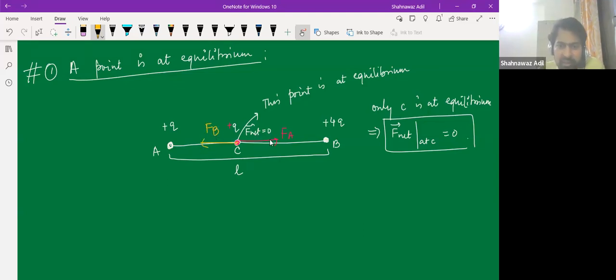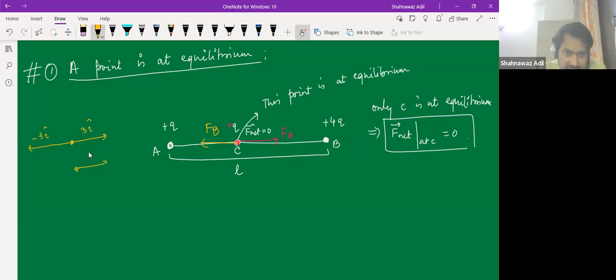Now you see that this FA is acting on the right-hand side, and FB is acting on the left-hand side. So if this point is at equilibrium, it means that FA equals FB. Is that correct? Yes, sir. If both the forces are equal and in opposite directions, they will cancel each other out, right? So let's say some 3i-hat force is acting on the right-hand side. To cancel this one, the other force would be minus 3i-hat, right?